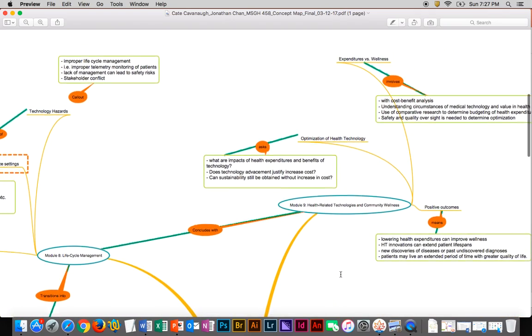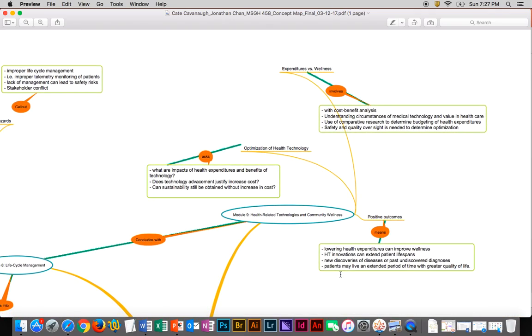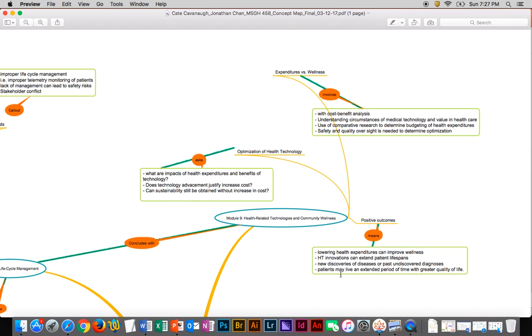Finally, if we move to Module 9, this brings us to the culminating topic of the course, the topic that brings all of what we have learned together and brings to light the consequences of all of the aforementioned health technology processes. That topic is the understanding of health technologies and how they impact community wellness as a whole. Essentially, this final analysis aims to understand the circumstances of medical technology and uncover its values in healthcare with the use of comparative research to determine optimization.